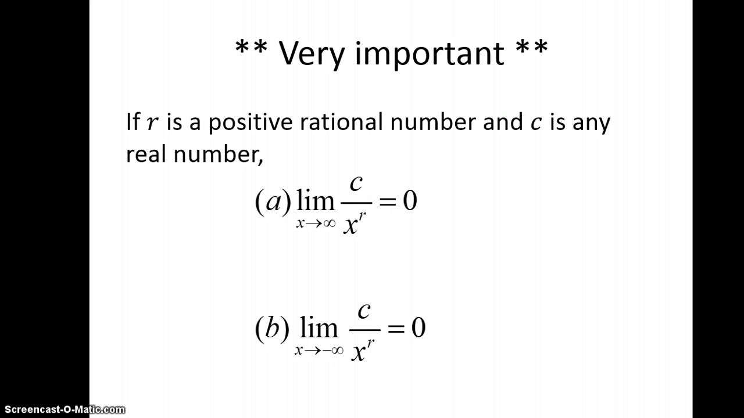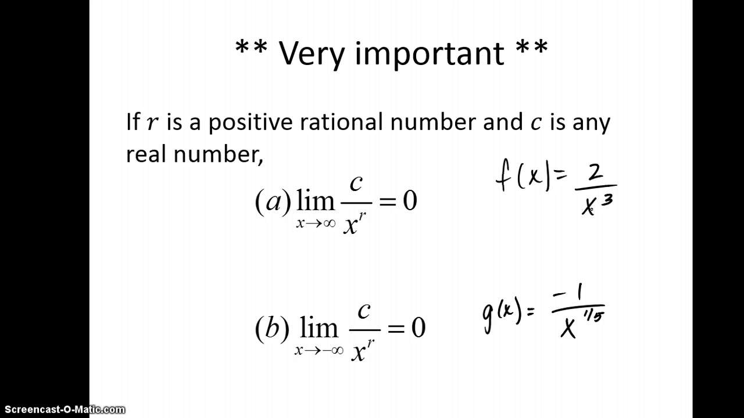Okay, very important theorem that we'll continue to use. If r is a positive rational number and c is any real number, then the limit as x approaches infinity of a function in this exact form, c over x to the r, will always be 0. Likewise, the limit as x approaches negative infinity, if the same conditions are met, will be 0 as well. Think about what this theorem says. Okay? c is any real number. r is any positive rational number.